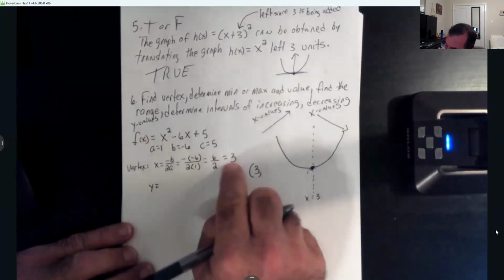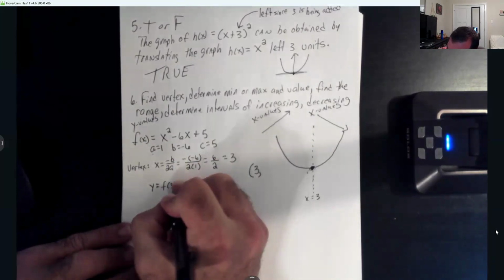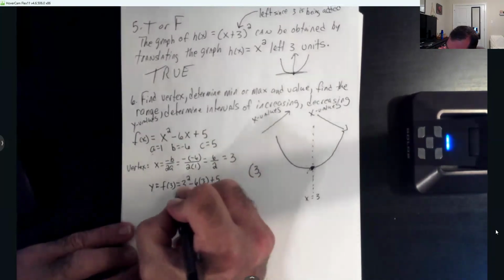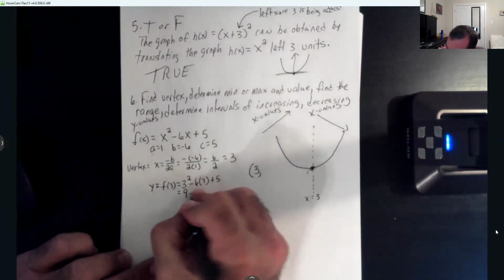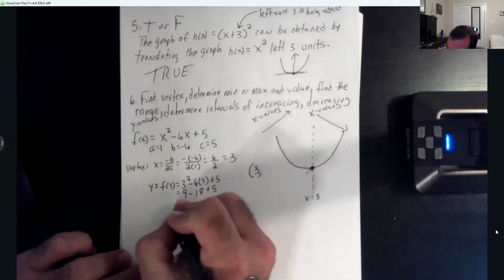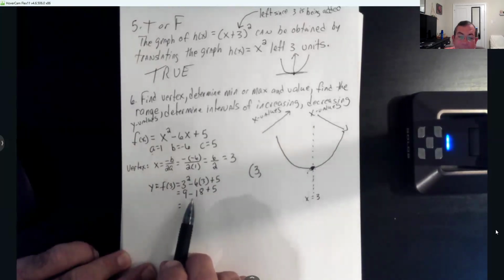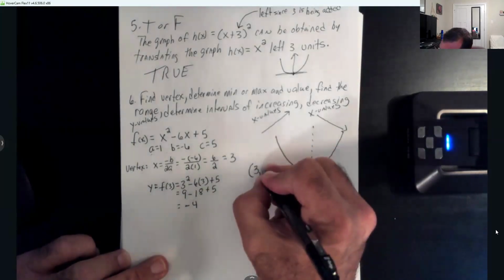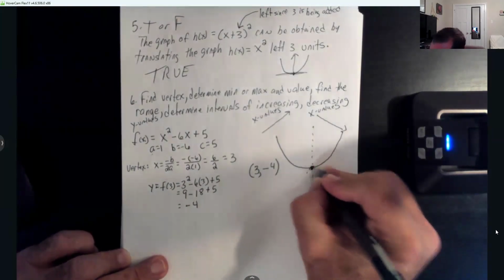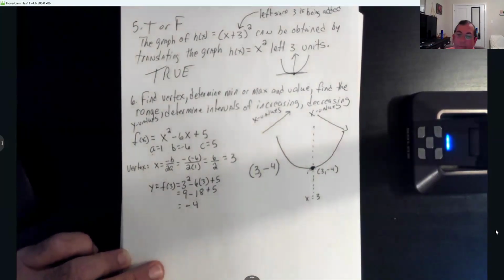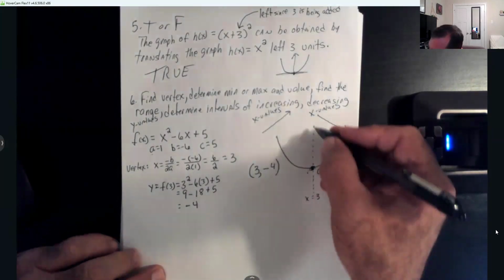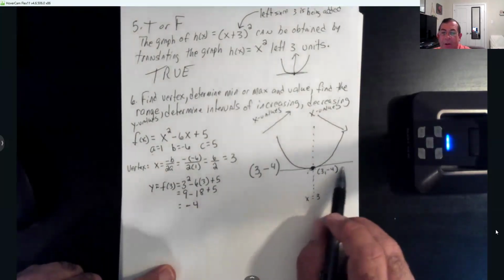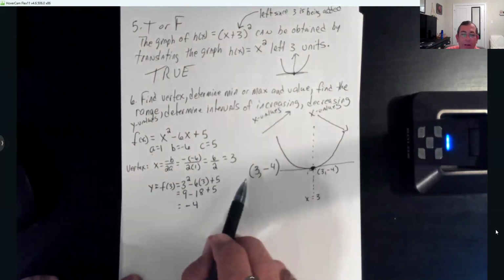The y value is going to equal f of 3. So f of 3 will equal 3 squared minus 6 times 3 plus 5. All right, y'all. 3 squared is 9. Minus 6 times 3 is 18. Plus 5. So if you notice, 9 minus 18 is negative 9. Negative 9 plus 5 is a negative 4. So my vertex has a y value of negative 4. So this point right here is (3, -4). Which means if I was to draw my horizontal line here, this would be at negative 4 because that's the minimum y value on this, okay? So we got our vertex.